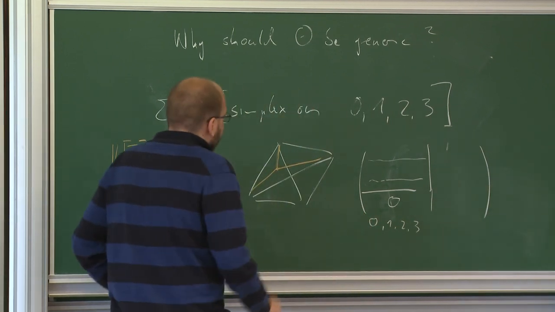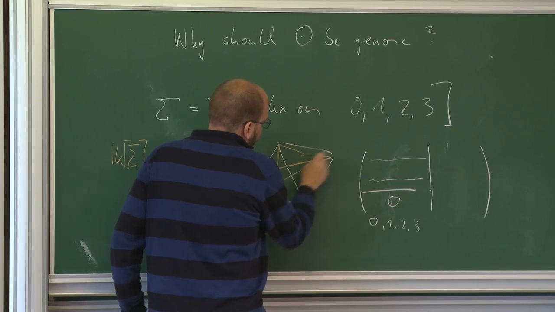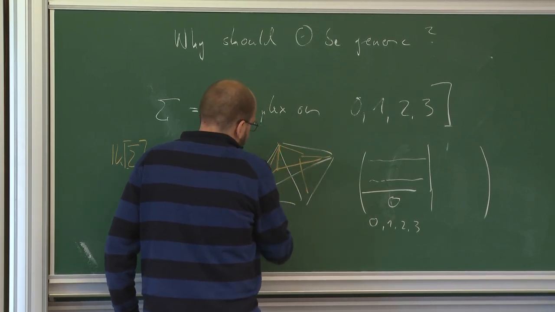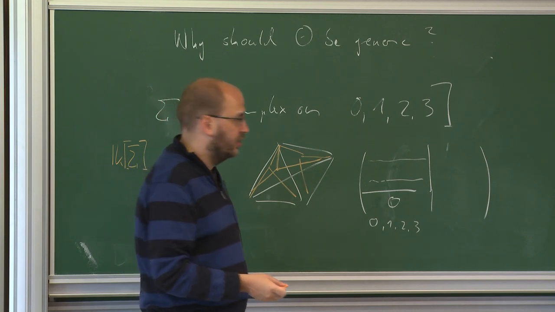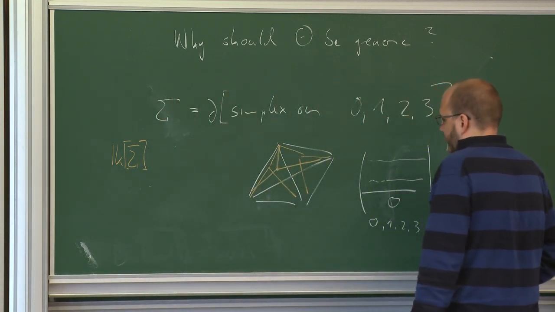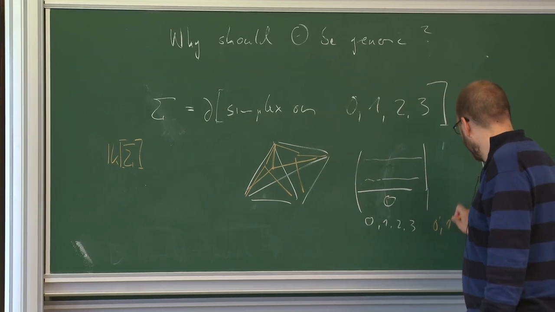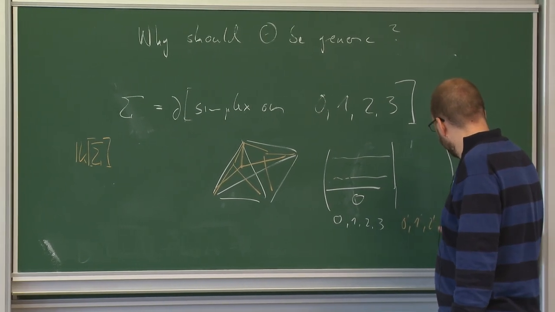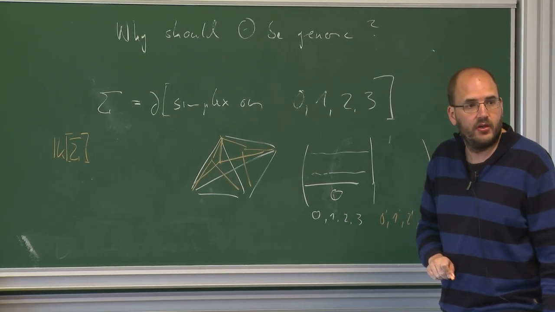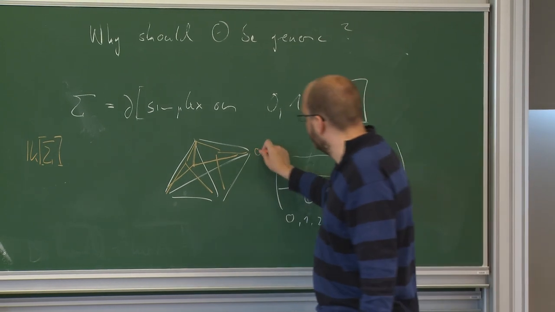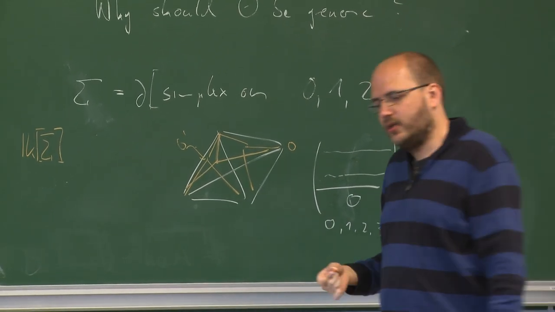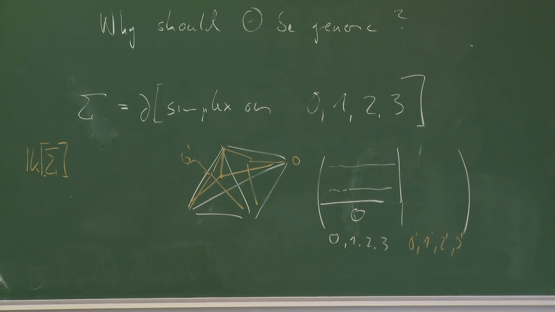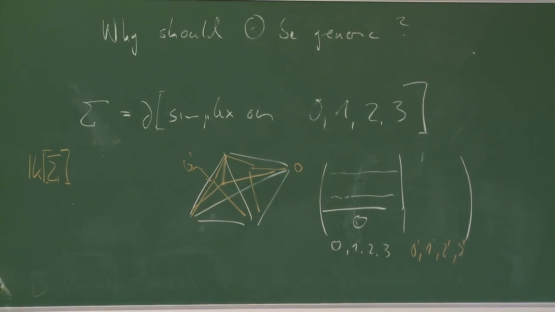But let me make it into one by taking the stellar subdivision at every single one of these faces, at every single triangle. This introduces four new vertices. Let me call them 0 prime for the vertex opposite to 0, 1 prime for the vertex opposite to 1, 2 prime for the vertex opposite to 2, and 3 prime for the vertex opposite to 3 in the tetrahedron. So if this is vertex 0, then 0 prime is this vertex here, because it resulted from the stellar subdivision, the blow-up of the triangle opposite to 0.